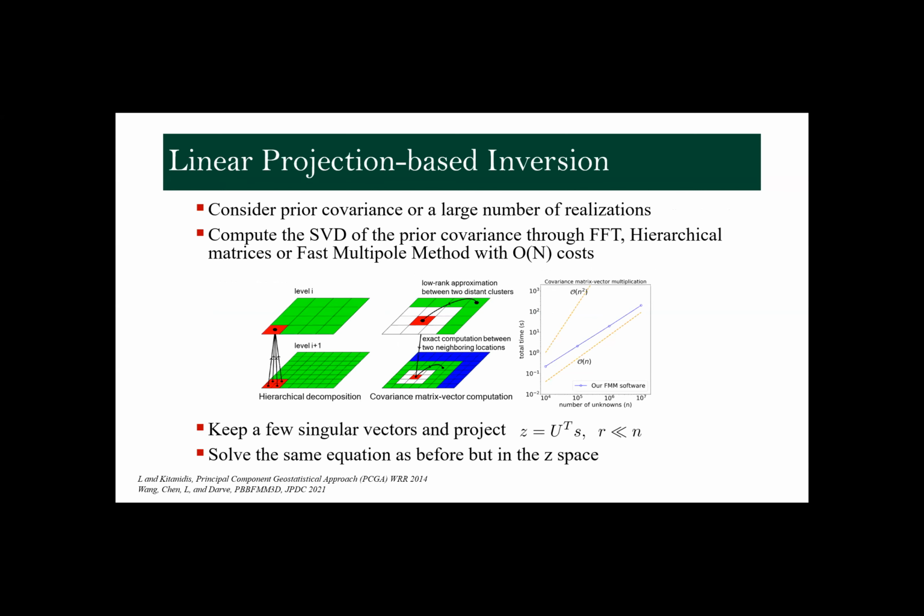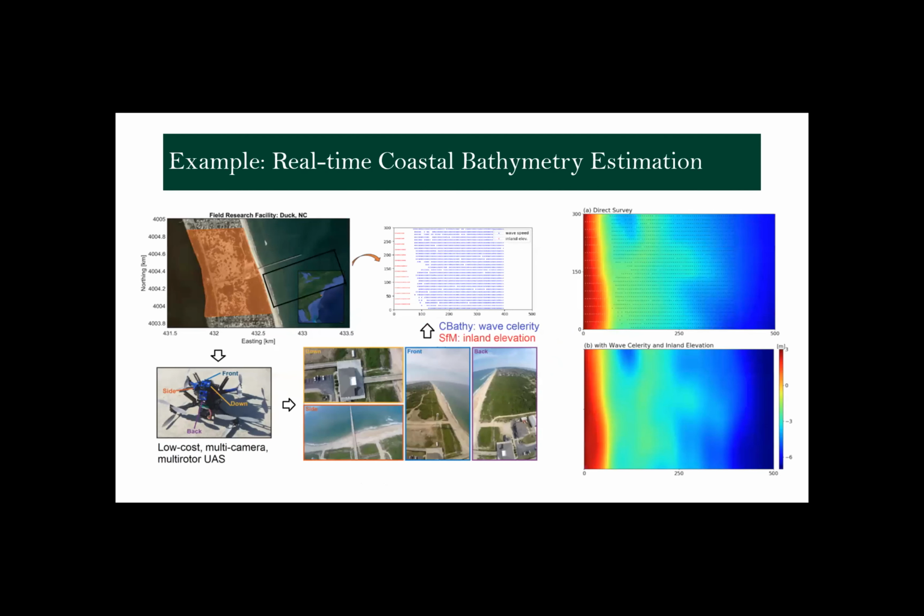And if you use the FFT or the hierarchical matrix and fast multipole method, matrix multiplication can be reduced to order n cost, where n is the number of degrees of freedom, like a million, instead of a million squared or a million cubed. So you're projecting onto the small dimensional space of the prior, and then you can solve the problem. Even within this problem, you can construct the sensitivity Jacobian matrix by just perturbing along these prior mode directions.